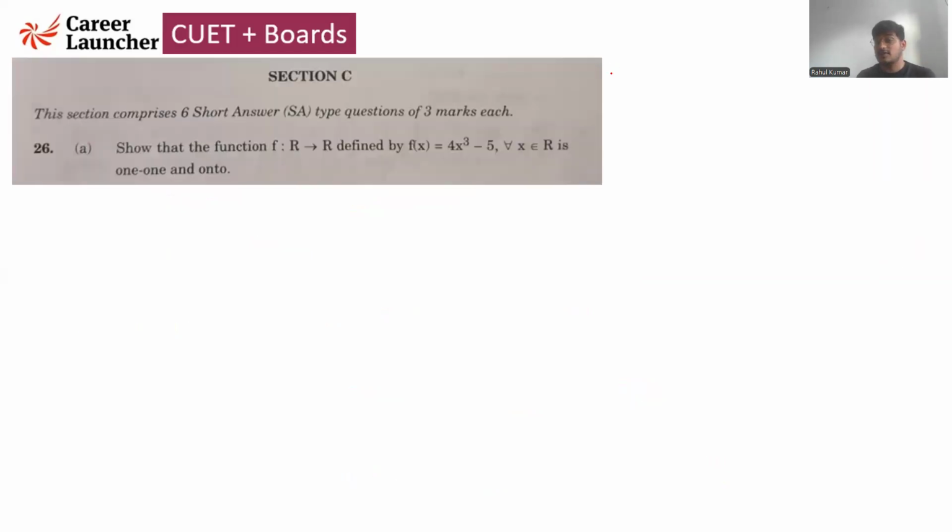Now we have the next part, section C. Section C means 3 marks per question, and you will have a total of 6 questions. So let's solve the first part. We need to show that this function is one-one and onto. So for one-one, you know f of x1 is equal to f of x2. Because it is a real number, if you know the graph, you can easily see that it is a one-one function. For CUET, this is perfectly a one-one function. Now let's go with the work.